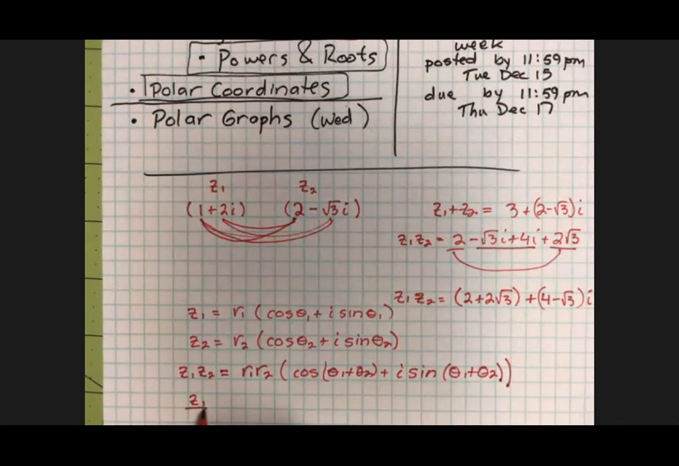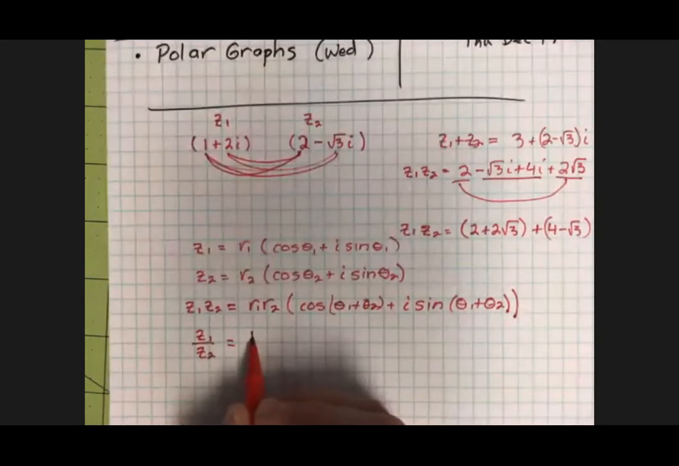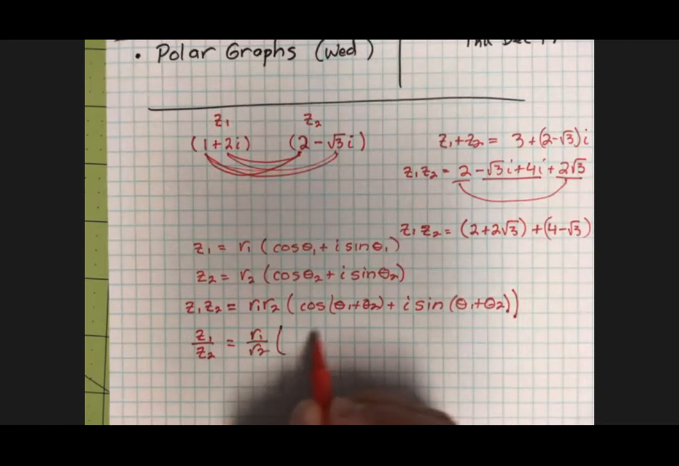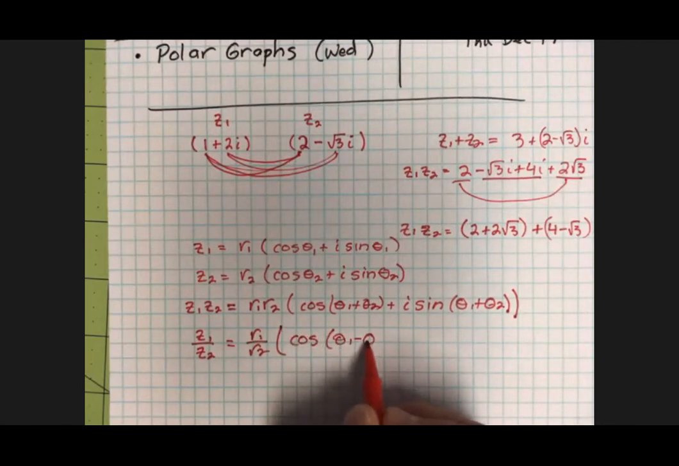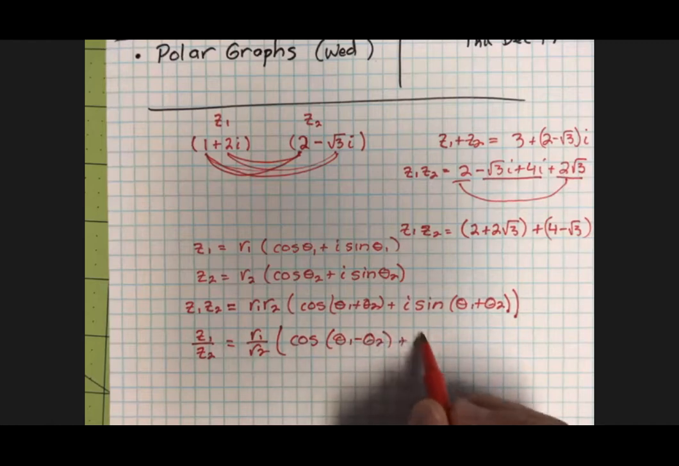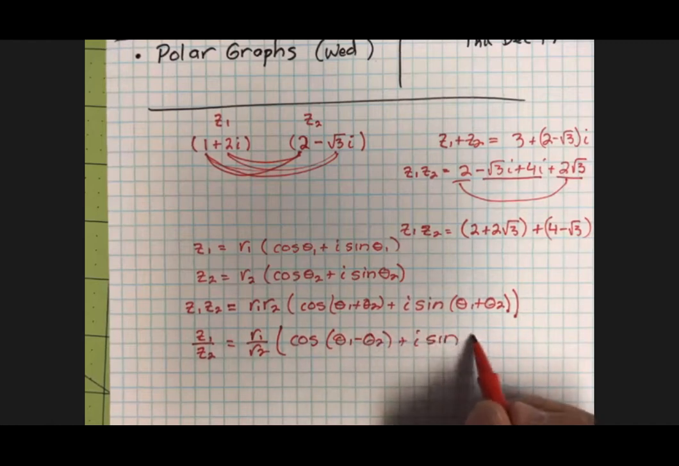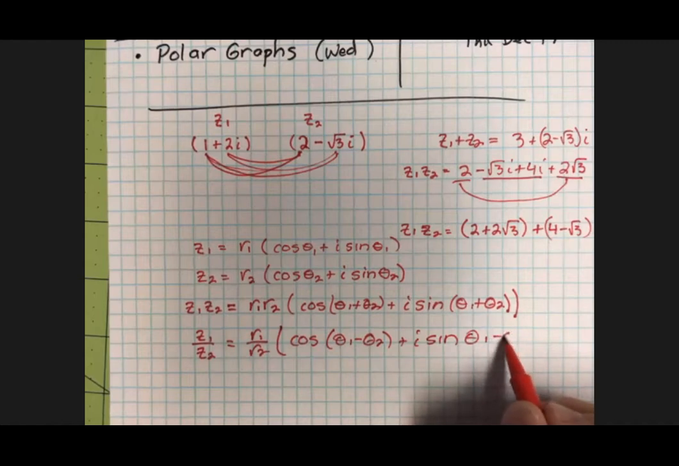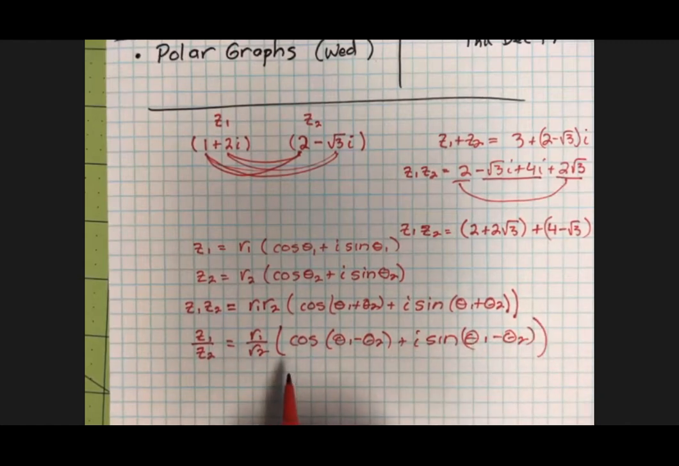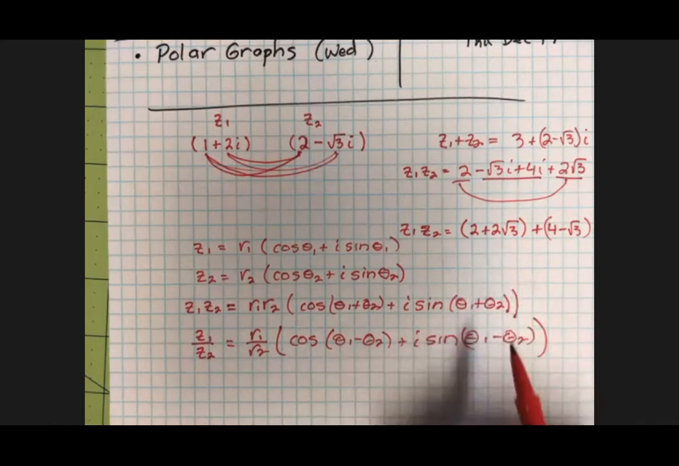And the division of Z1 and Z2 will just be R1 divided by R2 times cosine of theta 1 minus theta 2 plus I sine theta 1 minus theta 2. That's a lot better than foiling things out.